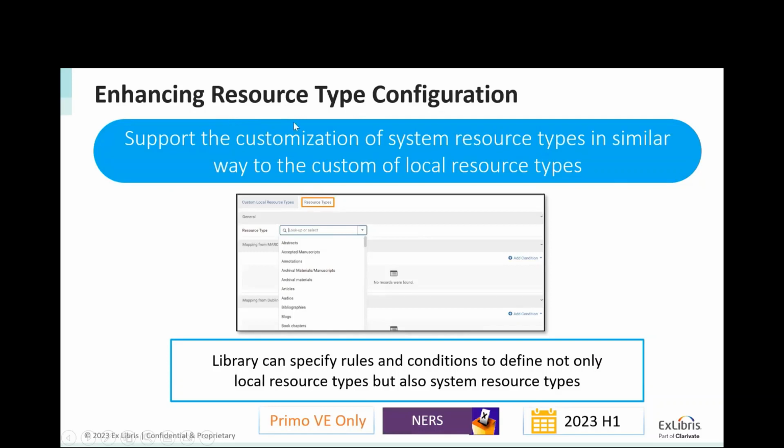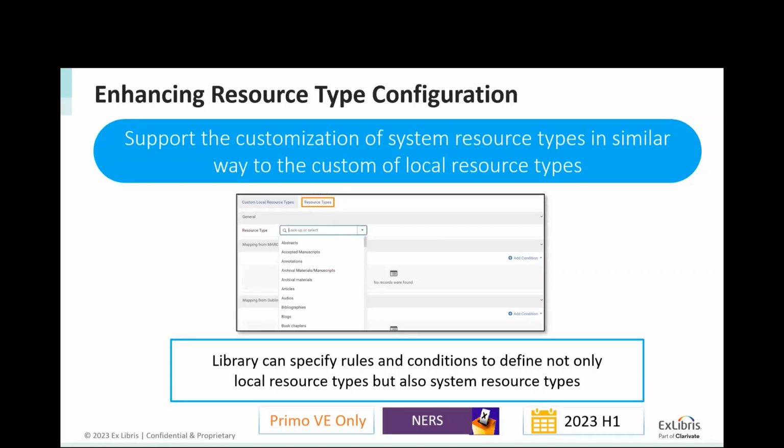An announcement about enhancing the resource type configuration, relevant for Primo VE. We would like to allow you the option to customize not only a local resource type, but also the out-of-the-box system resource type. We will do it in a way that lets you add rules and conditions to change the way the system resource type is determined in the system.